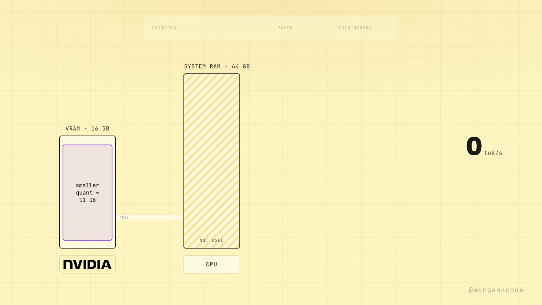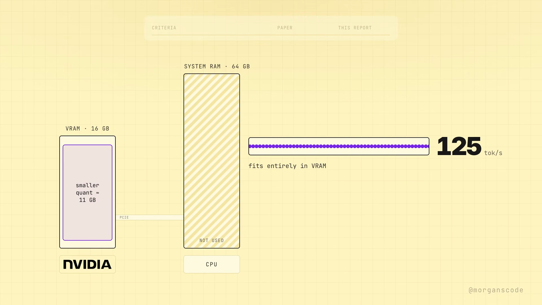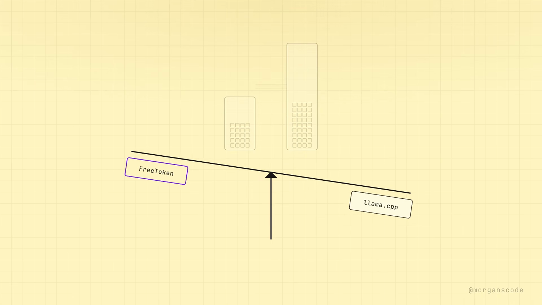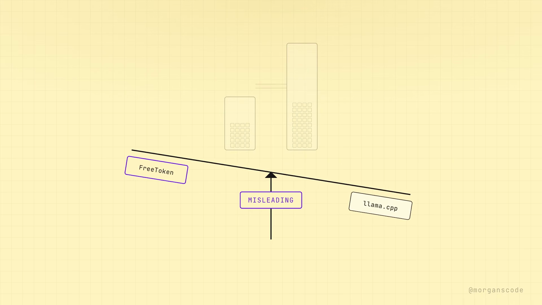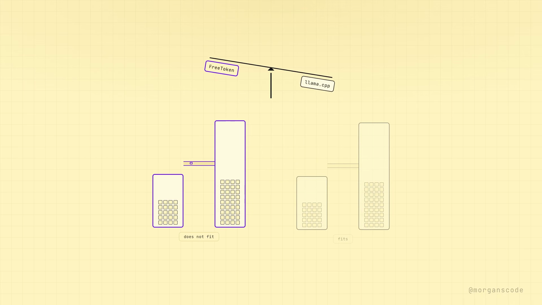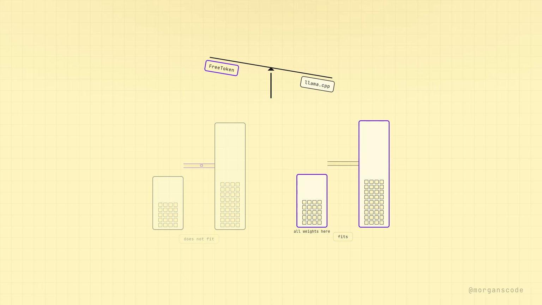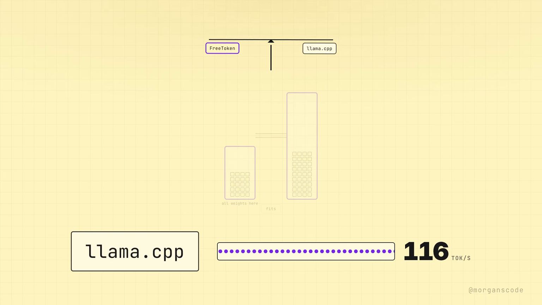Other users also pointed out that a smaller quantized model can already run extremely fast if it fits completely in VRAM. And that is exactly where the comparison can become misleading. FreeToken is most interesting when the model does not fit. If your chosen quant already fits completely on your GPU, moving weights between RAM and VRAM is no longer the main problem. llama.cpp can still be extremely fast in that situation.